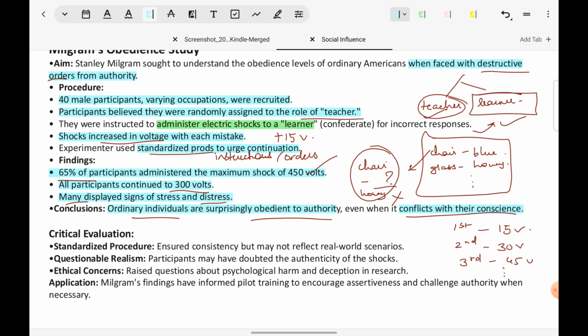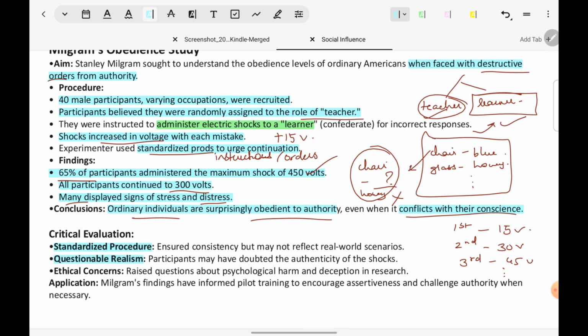This study is very reliable because it has a standardized procedure. There are so many examples of standardization in this study. The way in which the voltage was to be increased in increments of 15 volts every time the learner made a mistake. The way the teacher was made to believe that he had been randomly assigned and put into the teaching position. Although participants were tested individually in this study, everything was done in the exact same way for each and every participant, meaning that because of standardization, the reliability or consistency of the results is very strong.